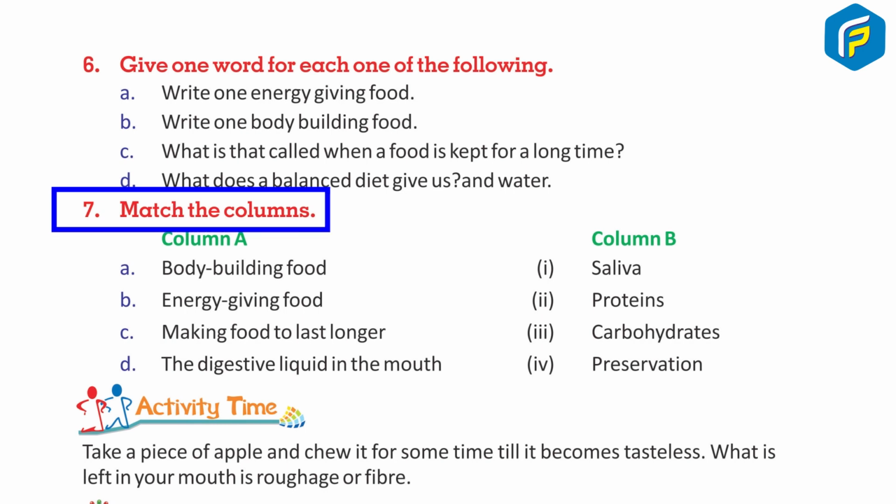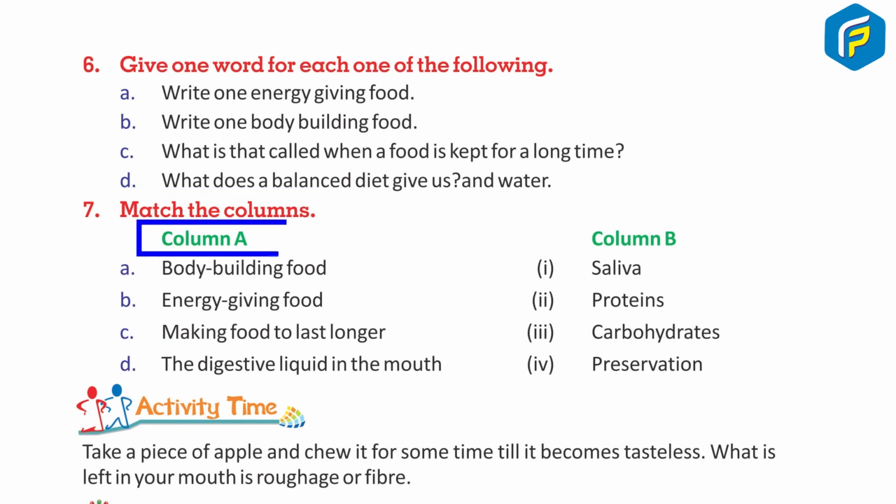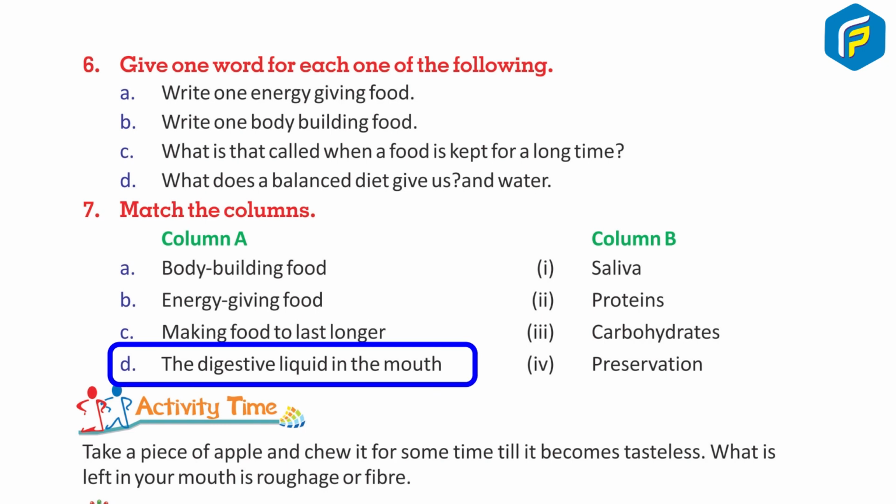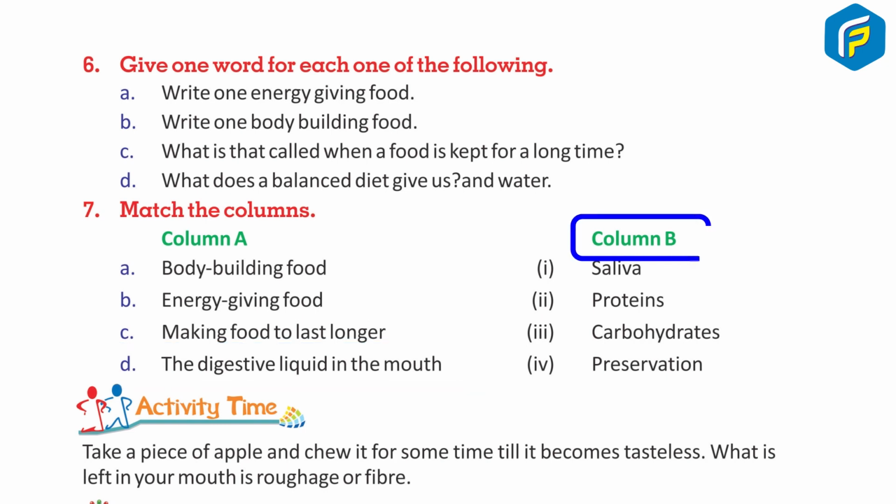7. Match the columns. Column A. A. Bodybuilding food. B. Energy-giving food. C. Making food to last longer. D. The digestive liquid in the mouth. Column B. 1. Saliva. 2. Proteins. 3. Carbohydrates. 4. Preservation.